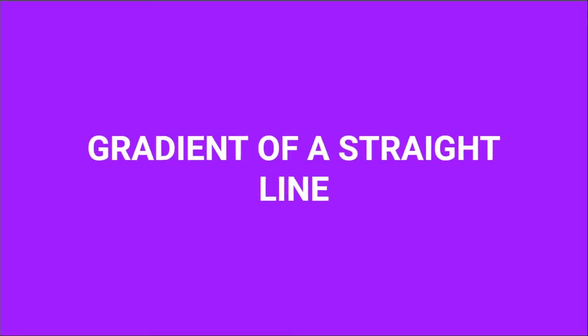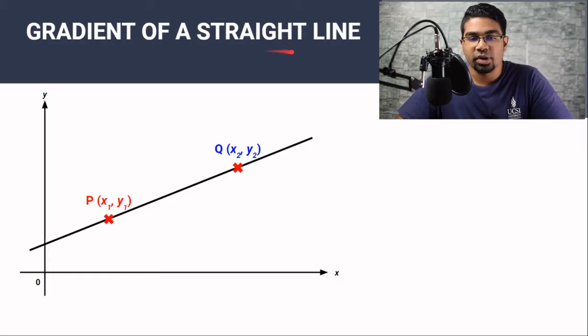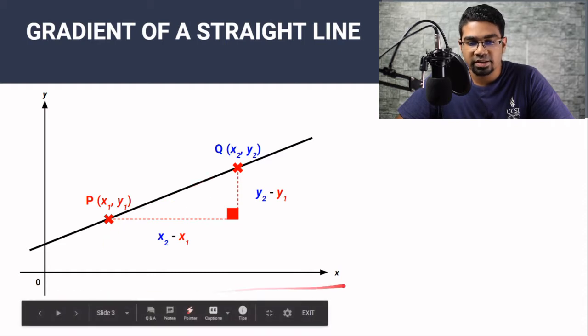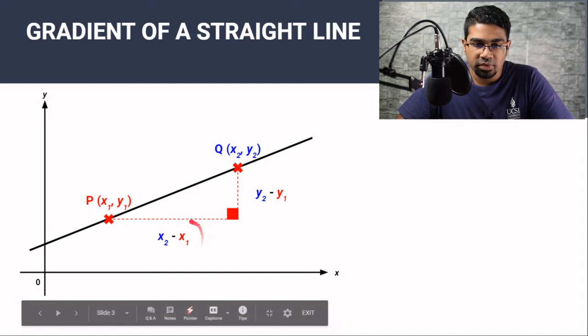First, let's do a quick recap of how to find the gradient of a graph. Here we look at the gradient of a straight line, and the gradient of a straight line is the steepness of the line. So how do we get a measure of the steepness of the line? We use the tangent of the angle that is formed between the line and the positive x-axis. So what that is simply is opposite over adjacent.